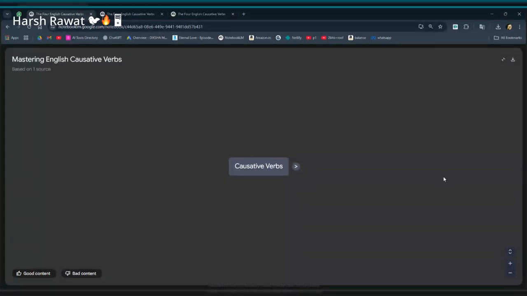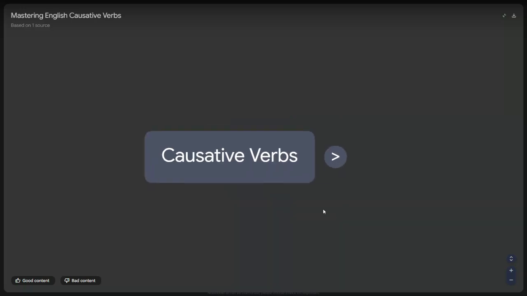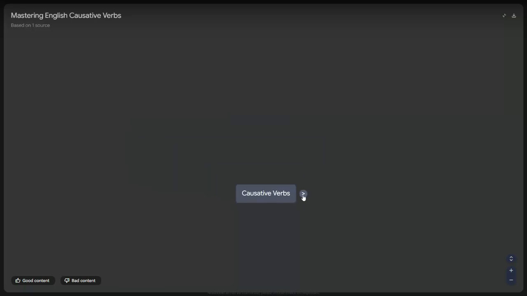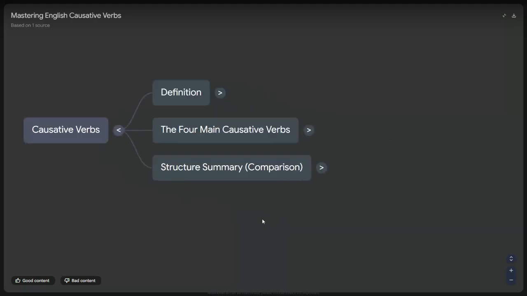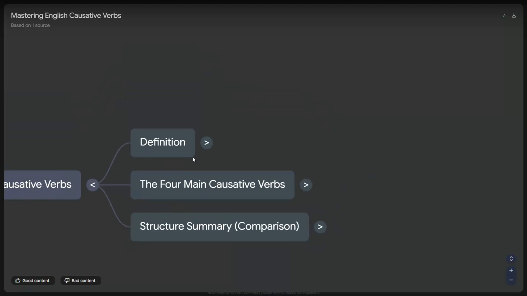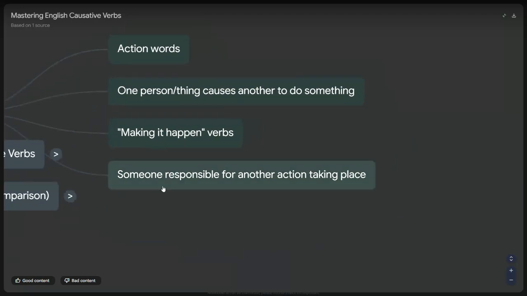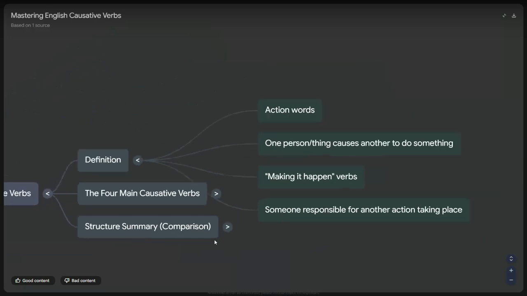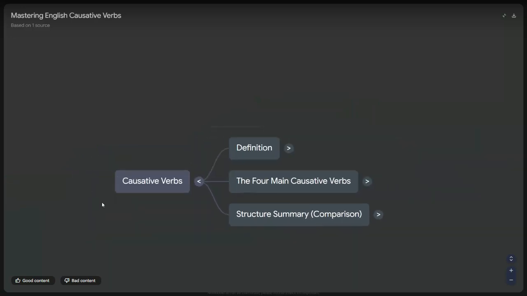And here you can see the main thing of today, the main villain of the story, the causative verb. We will learn its definition, four main types, and structure. So first of all, the definition. What is a causative verb? An action word where one person or thing causes another to do something. A make-it-happen verb, someone responsible for another's action. So simply, a causative verb is something that makes another person or thing do something.